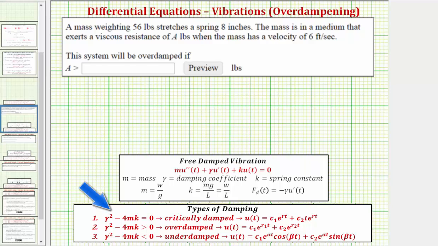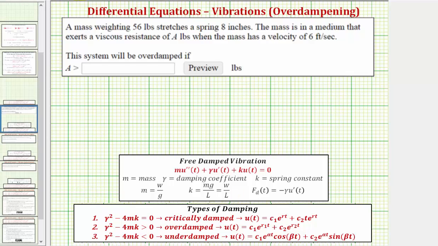If gamma squared minus 4mk equals 0, the system is critically damped. If gamma squared minus 4mk is greater than 0, the system is overdamped, which is what we want. And if gamma squared minus 4mk is less than 0, the system is underdamped. We should recognize this would be the discriminant of the corresponding characteristic equation. So by determining the nature of the roots of the characteristic equation, we can determine the type of damping.